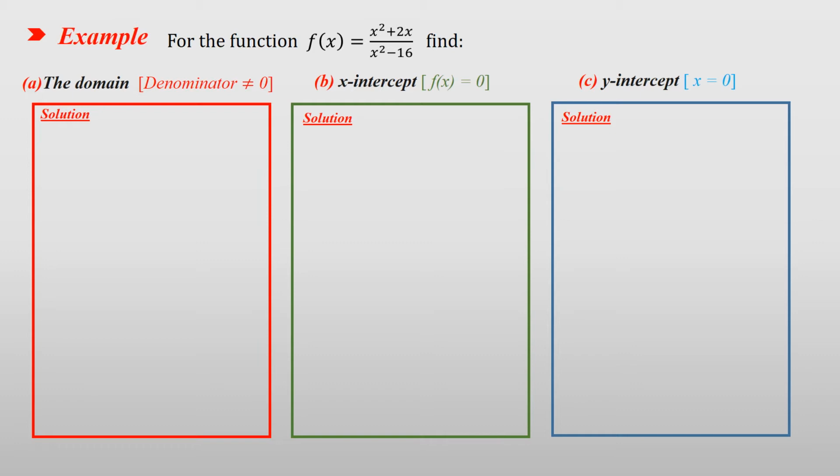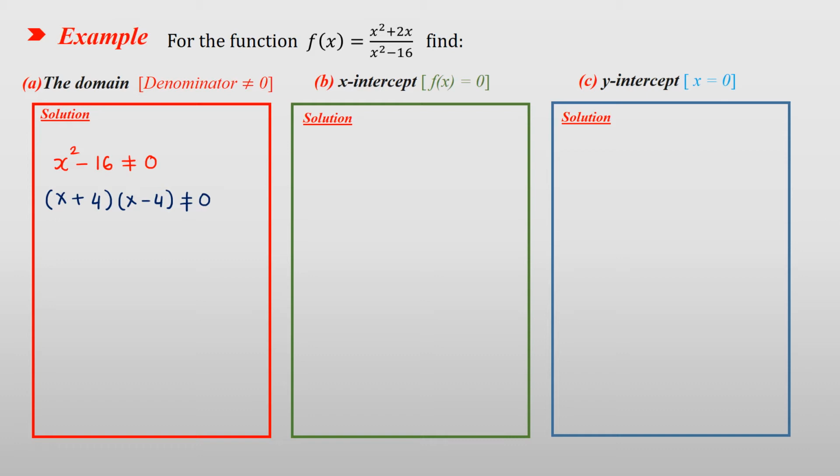In our function we have numerator and denominator, and as you know, to find the domain you have to put the denominator not equal to 0. So we have x squared minus 16 not equal to 0. By factorization and using the difference between two squares, we have x plus 4 times x minus 4 not equal to 0.